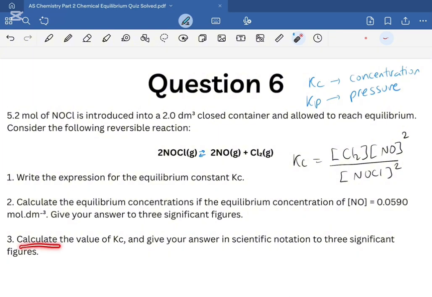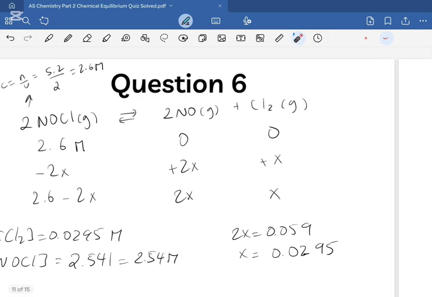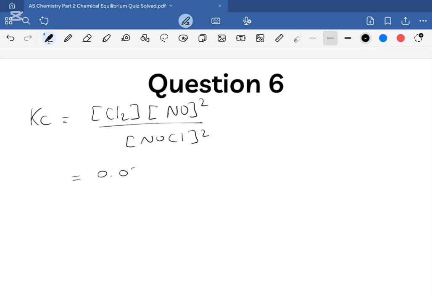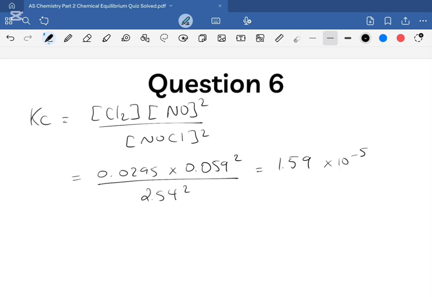now for number 3, they said calculate the value of Kc and give your answer in scientific notation to three significant figures. So now since I have the values for the equilibrium concentration, I'm going to use the expression for Kc, which is Cl2 times NO squared over NOCl squared, and I'm going to substitute by the values that I got in number 2, which is 0.0295 for Cl2, 0.059 squared for NO squared, and 2.54 squared for NOCl. And the answer is going to be 1.59 times 10 to the power of minus 5.